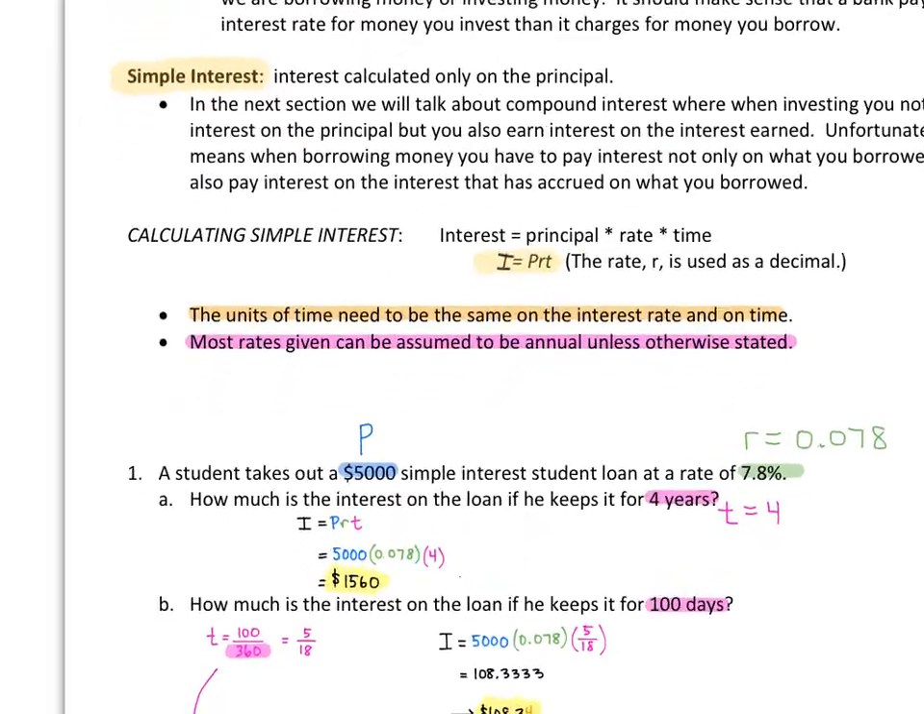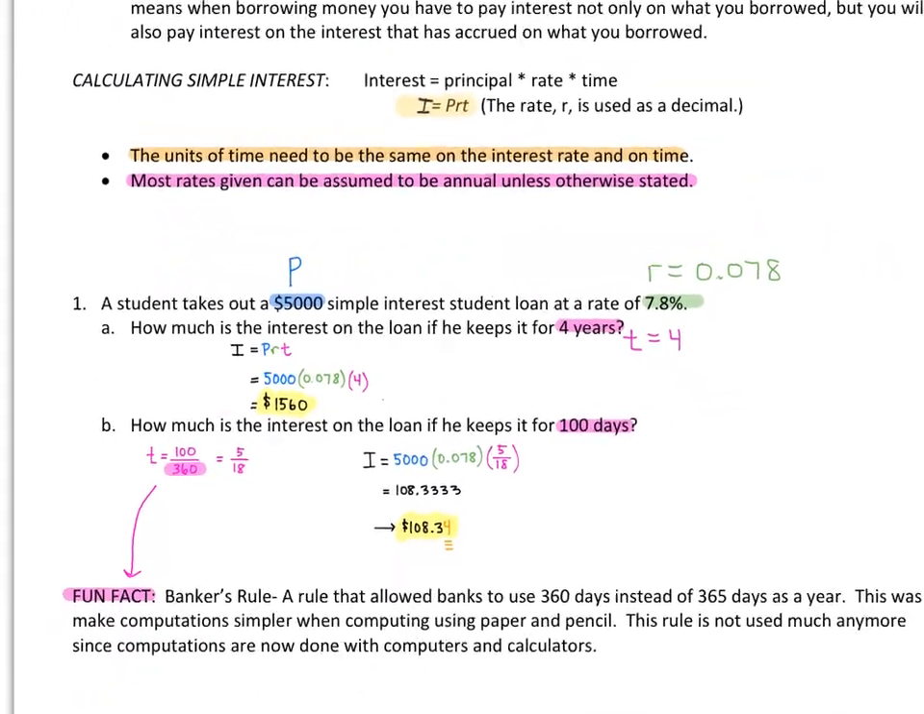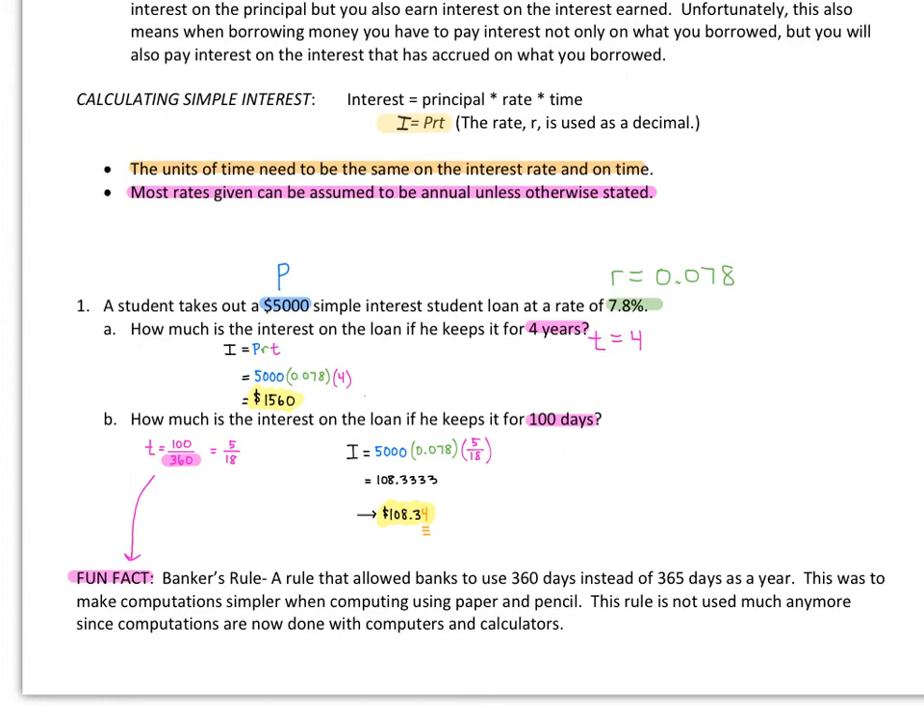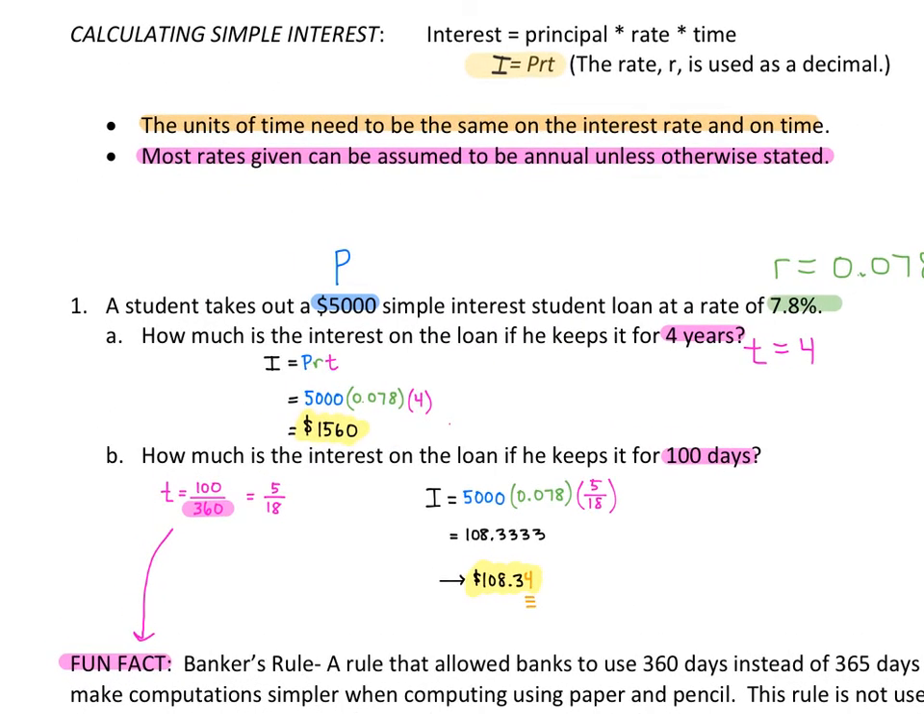So let's go through our first example here. A student takes out a $5,000 simple interest student loan. I see the words simple interest, and that's telling me I'm using I equals PRT. Since I'm taking that $5,000 out, that's my principal. The loan is at a rate of 7.8%, so we would write R as 0.078. We want to know how much is the interest on the loan if he keeps it for 4 years. That's our T.